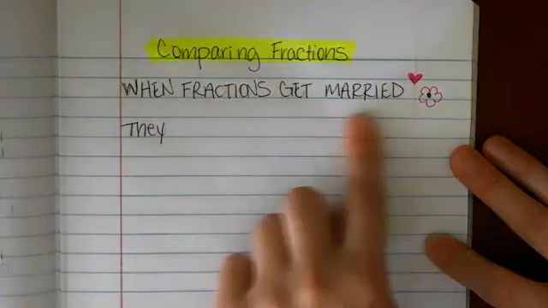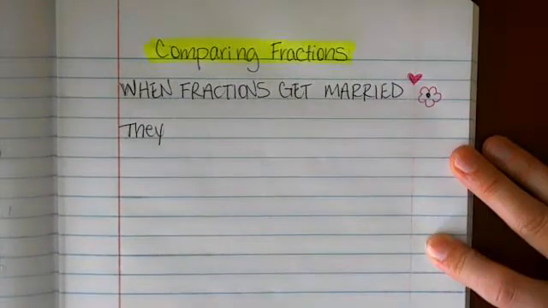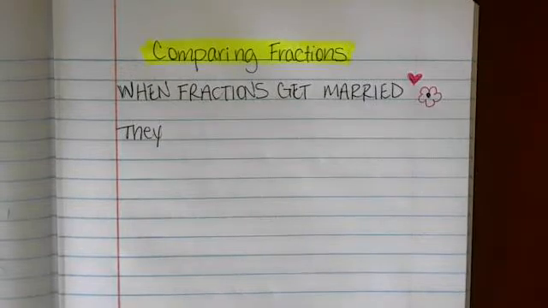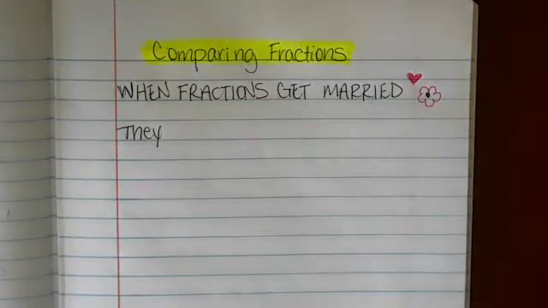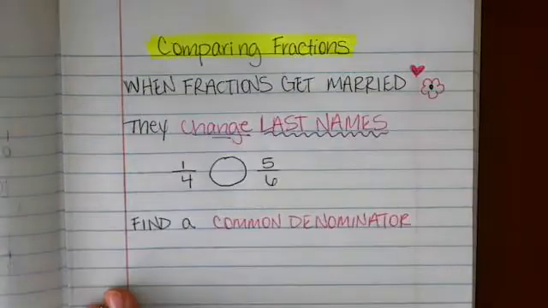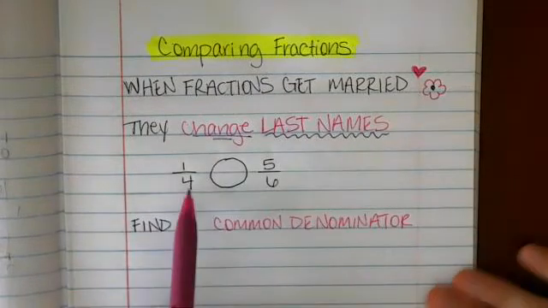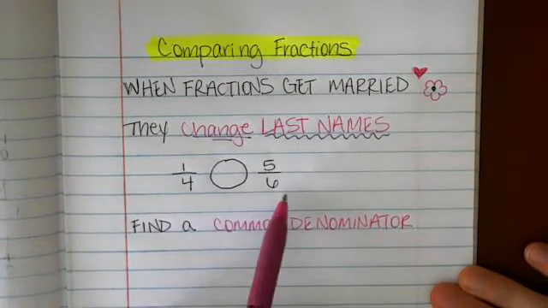So I say when they get married, because typically when people get married, they change their last names. So for us to compare fractions, we typically need the fractions to change their last names. That means change their denominators. All right, for instance, we are going to be changing last names. We are comparing the fraction 1/4 and 5/6.